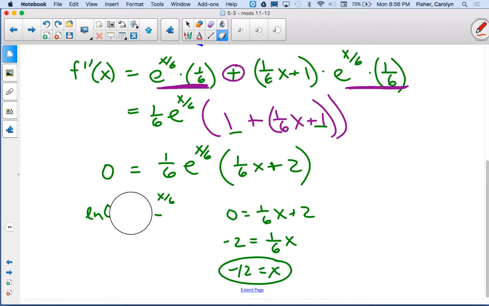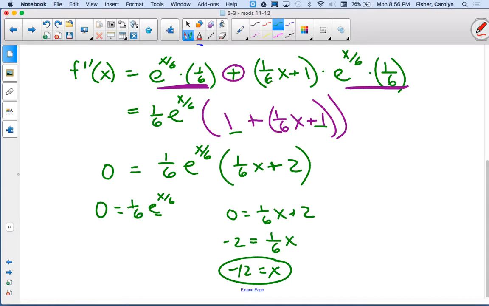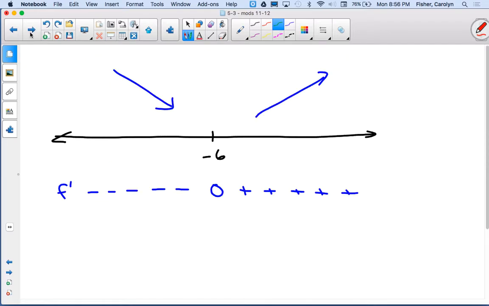Actually, I take that back. 0 equals 1/6 e to the x over 6. I would multiply by 6 on both sides first to get 0 equals e to the x over 6. Now take the natural log. Natural log of 0 is undefined, so I've got no real solutions over there. So I just have one critical point of my second derivative, which is negative 12. So I'm going to put that on here. Negative 12 is, of course, over here. So I've got second derivative equal to 0 at negative 12.